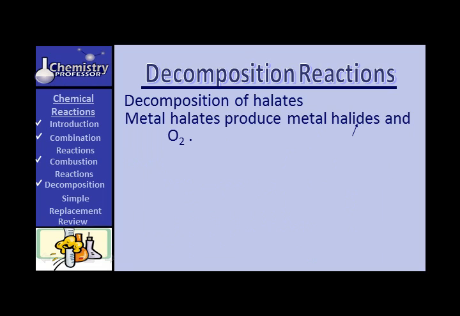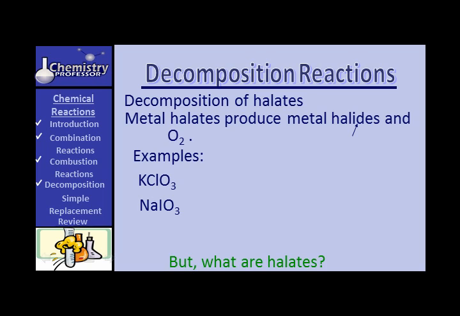Decomposition of halates. Metal halates decompose when heated, producing metal halides and oxygen. Well, what are halates? Well, let me give you some examples. Here's potassium chlorate, sodium iodate, and calcium bromate. So they are the iodates, the chlorates, and the bromates. Now, in our imagination, we might imagine that they are fluorates also, but we're going to deal with these.